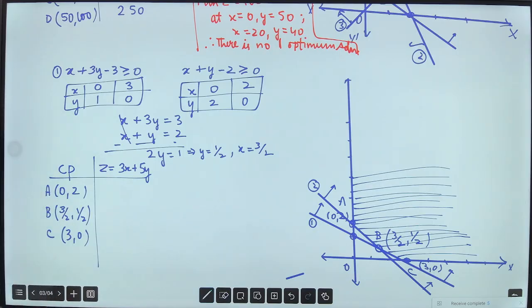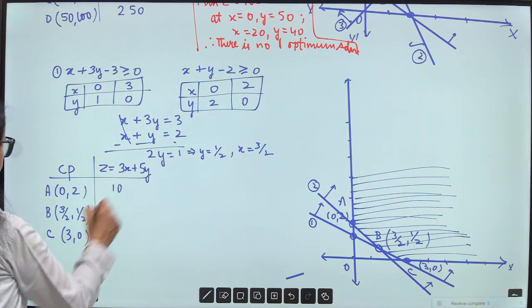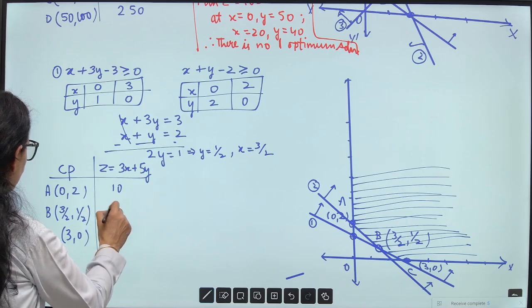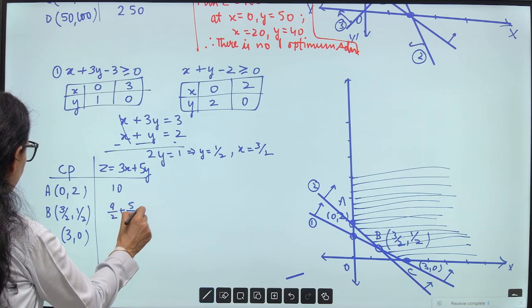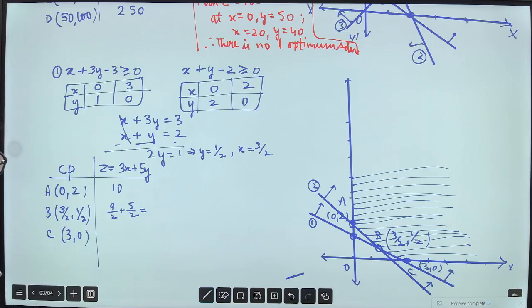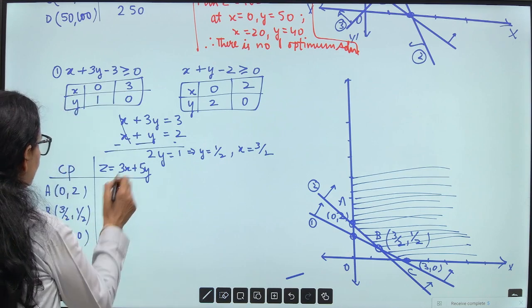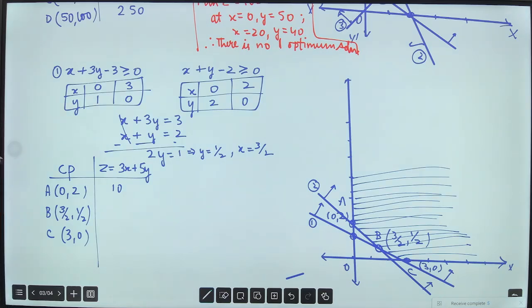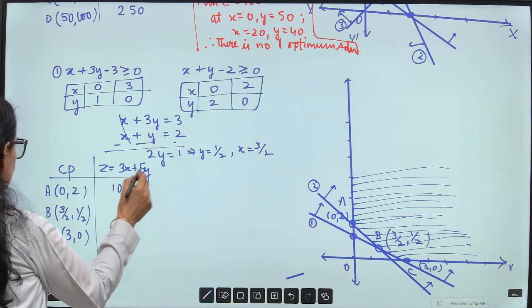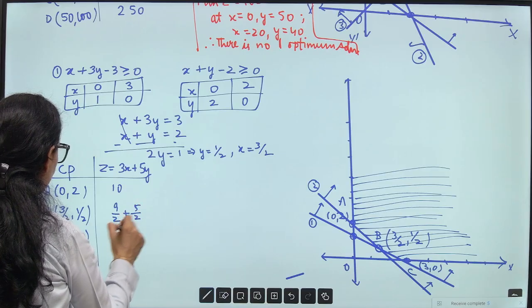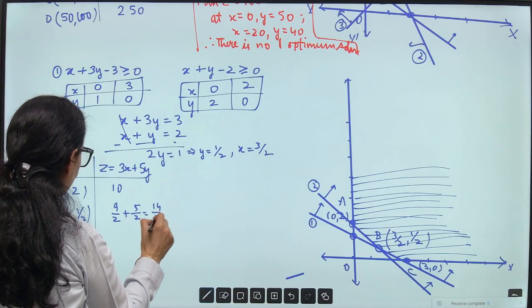Okay, now what is the value of this objective function at 0, 2? 5 2s are 10, so it is 10. Now at x is 3 by 2 and y is 1 by 2, it becomes 9 by 2 plus 5 into 1 by 2, which is 9 by 2 plus 5 by 2. It becomes 14 by 2, and 14 by 2 becomes 7.